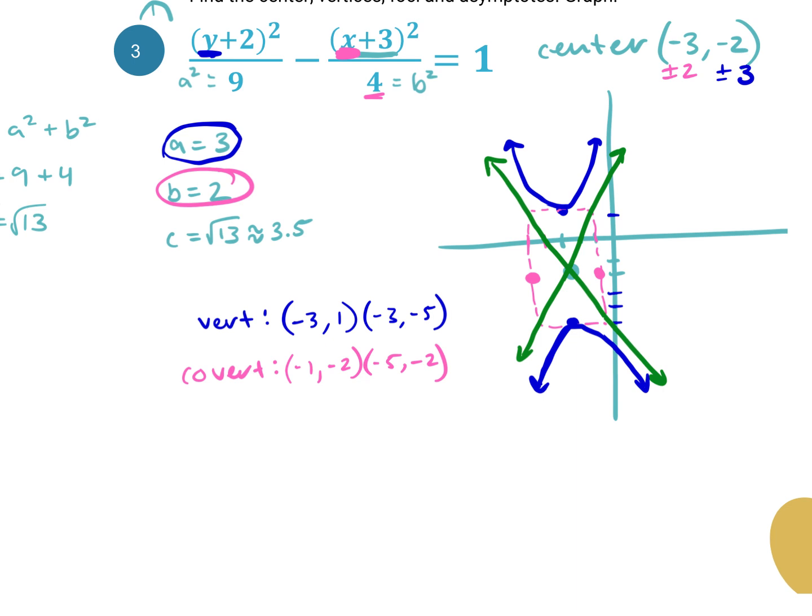Let's put our foci on there now. Which way would our foci go? Up and down or left or right? Up and down. They go inside of our hyperbolas. So we're going to go from the center up 3.5. It's about there. And from the center down 3.5.